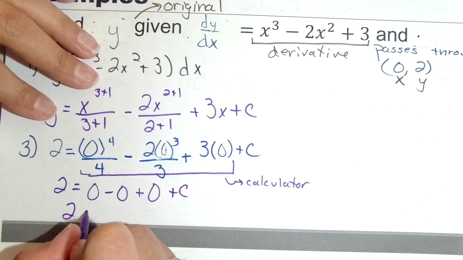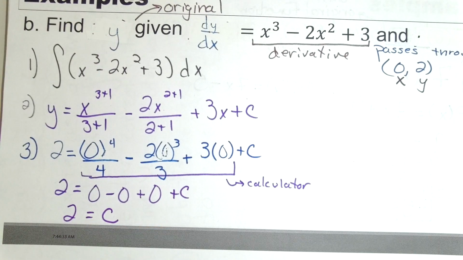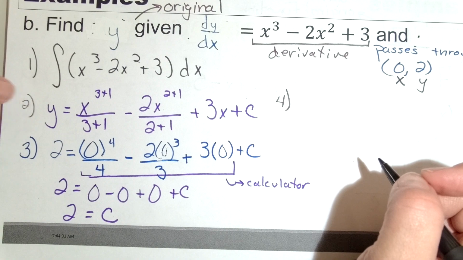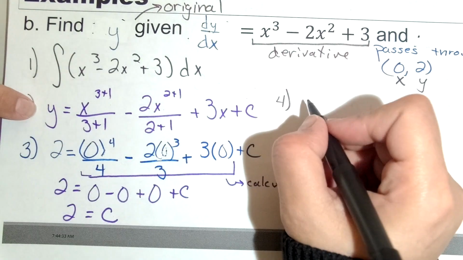So when I simplify this, 2 is equal to C. Am I done? Did I find y? No, I've only found C. So I need to go back and substitute C into number 2. But I need to simplify.